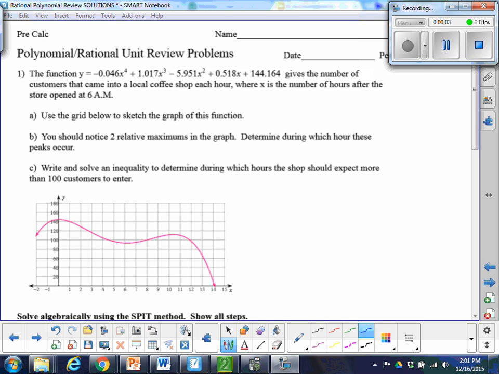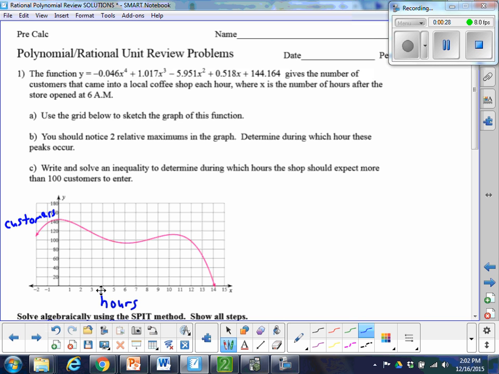Okay, so the review for the practice test, number one, they give you this equation. Y is the number of customers in the coffee shop for X hours that they've been open. So first thing you're going to want to do is graph it and make sure you're watching your window here. I'll give you the grid so you know what to use for your X min and X max. And the graph should look like this. Just plot a few of the points from the table for part A.